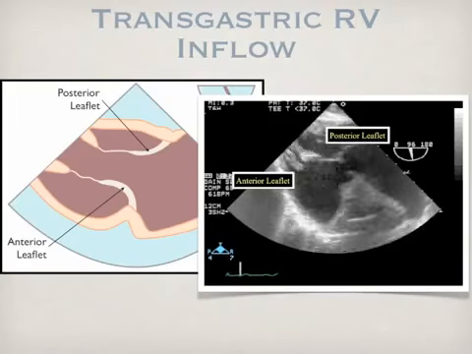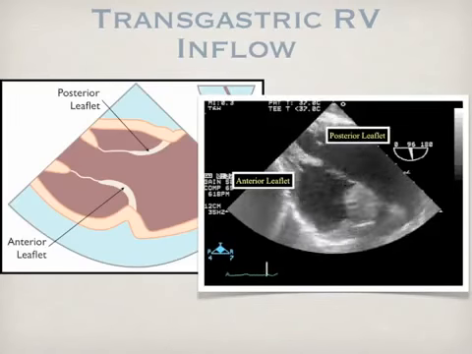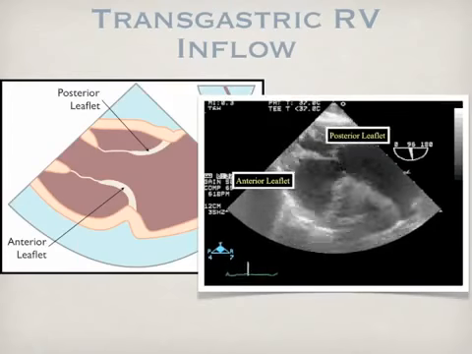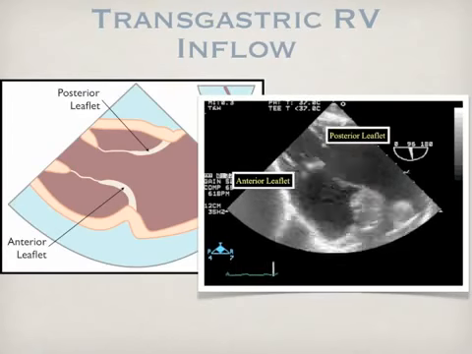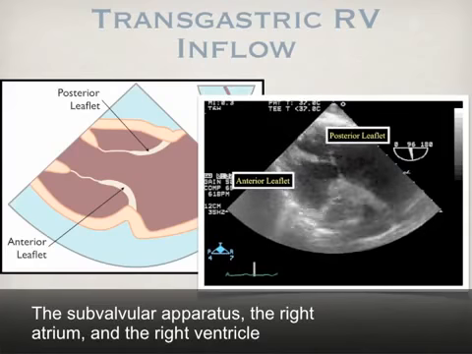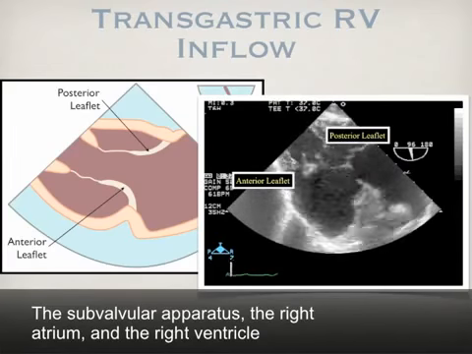In the transgastric RV inflow view, the posterior and anterior leaflets of the tricuspid valve are visible, along with the subvalvular apparatus, the right atrium, and the right ventricle.